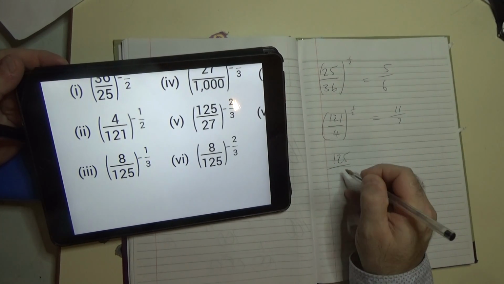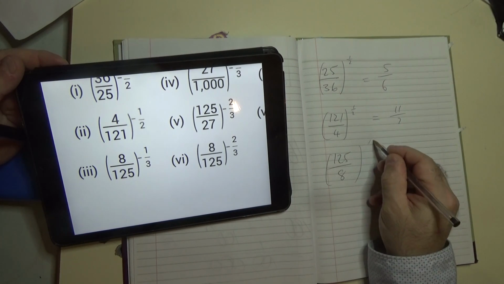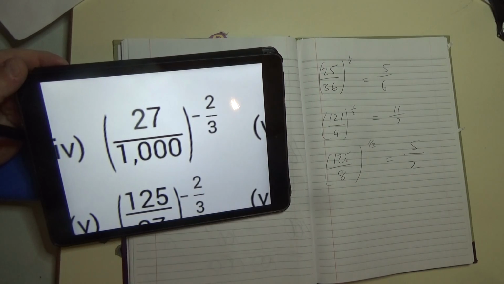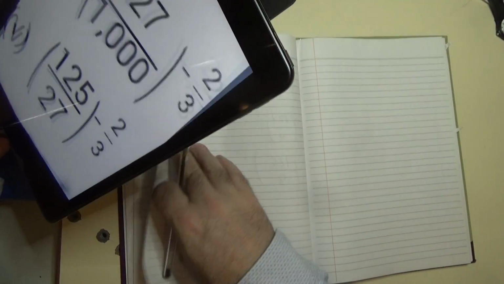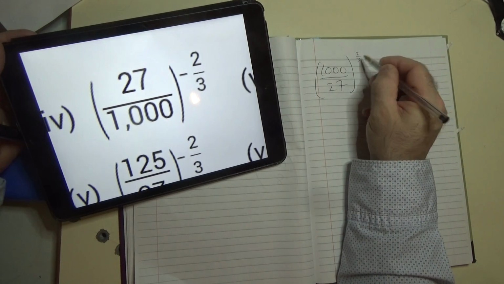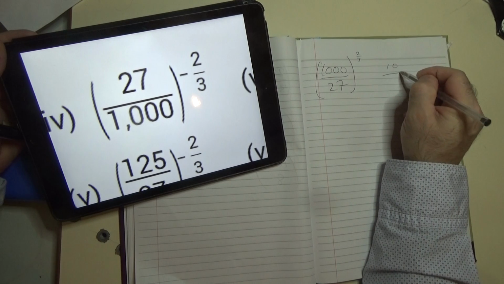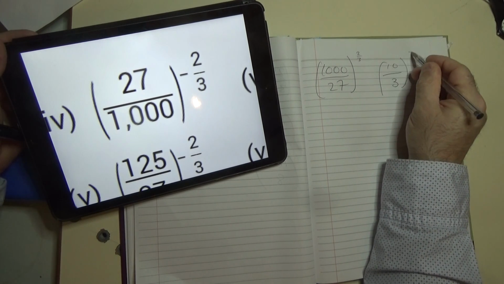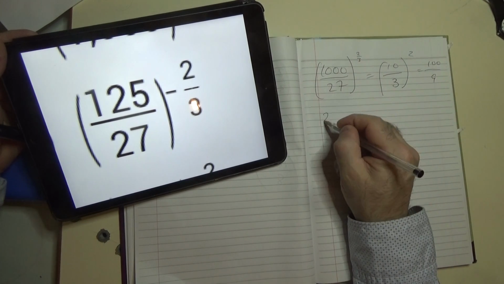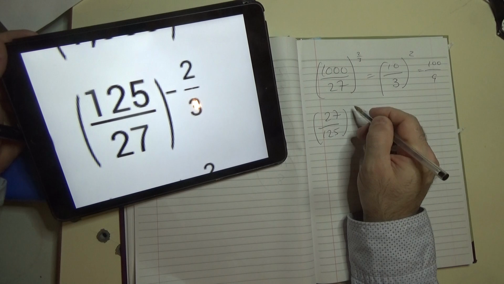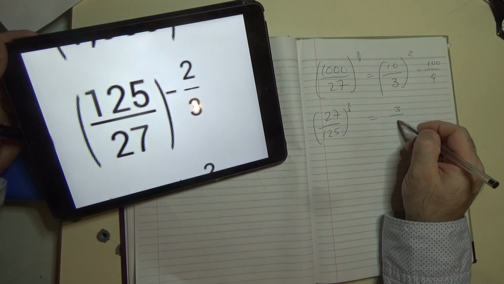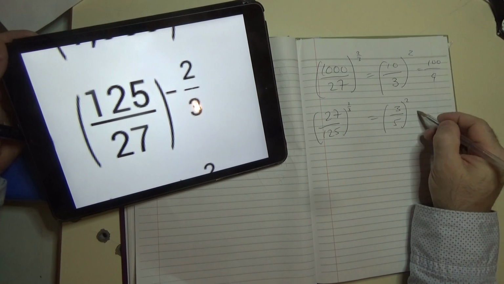Flip the fraction and change the sign of the power to positive. Distribute the power. Flip the fraction. Change the sign of the power to positive. Distribute the third. Distribute the squaring. Flip the fraction. Change the sign of the power. Distribute the denominator. Square the top and the bottom.